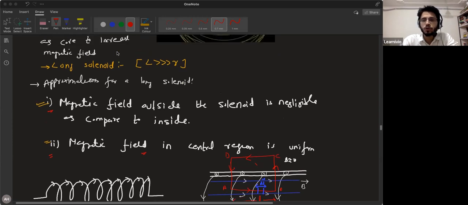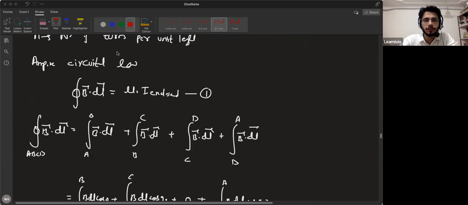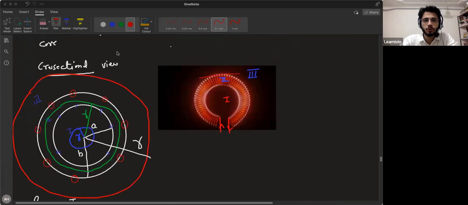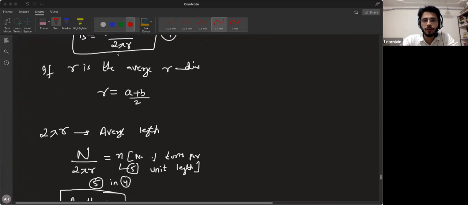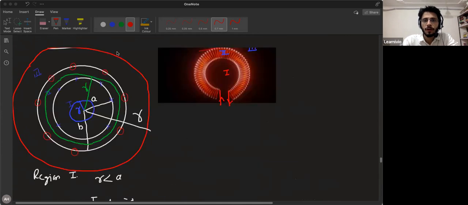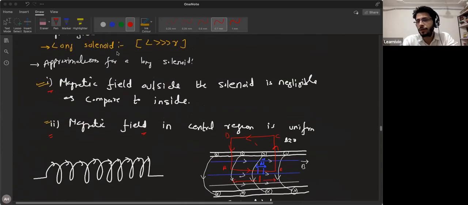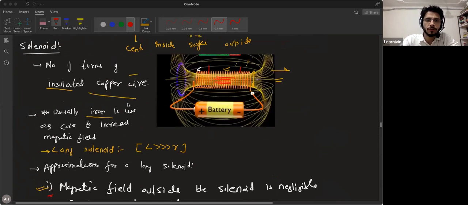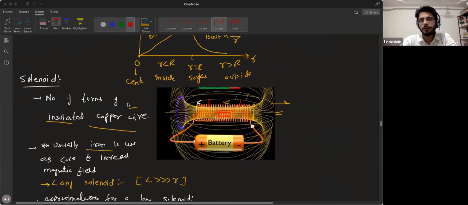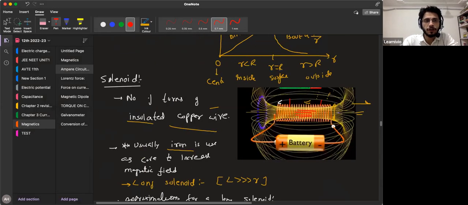Okay, the time is almost over. We'll start this calculation in the next class. Next class, there are just two calculations: one is solenoid and another is toroid. And then we'll start the force on a charged particle. So we'll stop magnetics here and we will start the revision of current electricity.